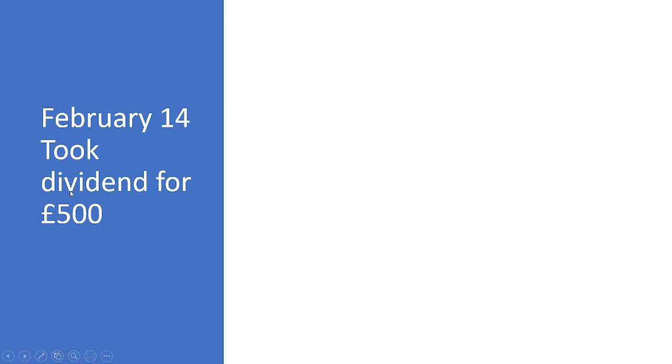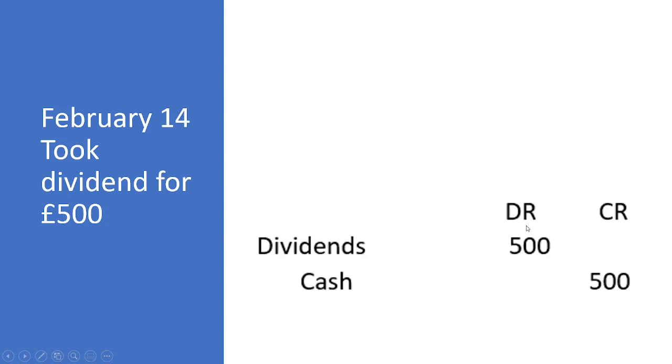So he took £500 in dividend. So we're going to debit £500 and then we are going to credit 500 cash. Yeah. So dividends 500, cash 500.